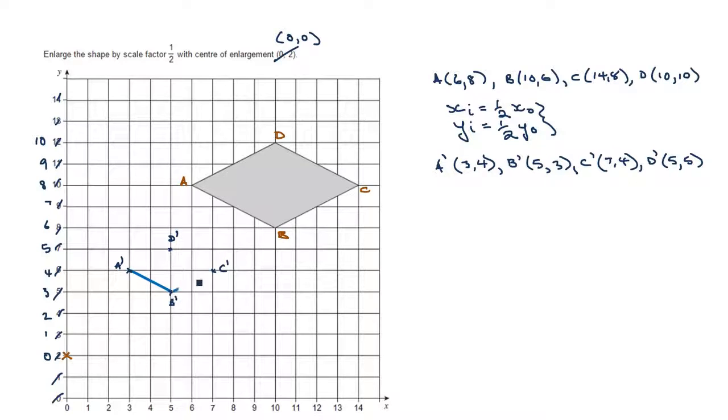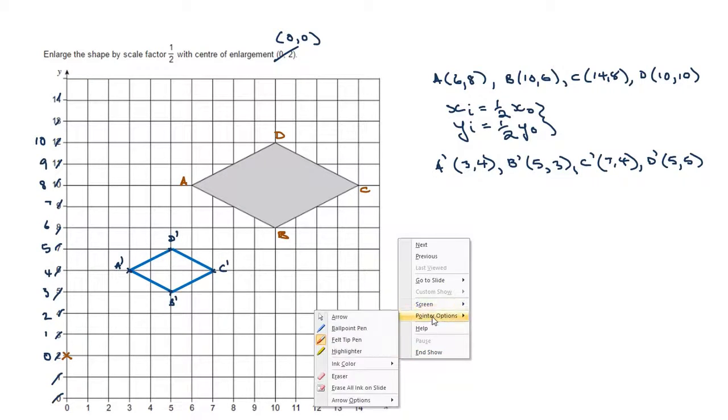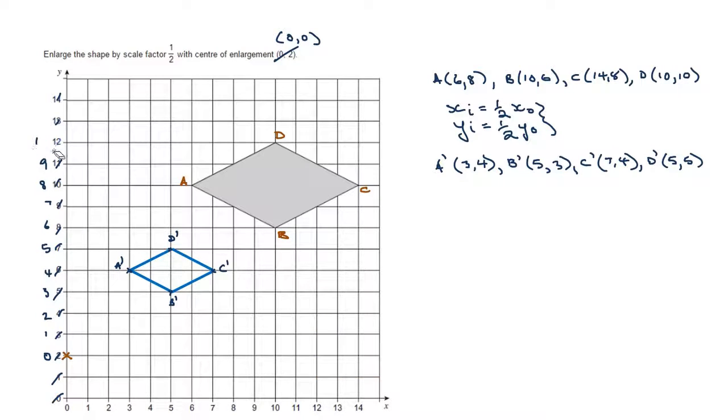And we've completed the question. We've enlarged the shape by a scale factor of half with the centre of enlargement at 0, 0 in the old scheme. But if we remove this now, we'll have it at 0, 2. So in a way, what we're doing when we renumber like that is we're beating the system. We're saying we're not going to accept the centre of enlargement not being at the origin, and we get the image in exactly the right place.